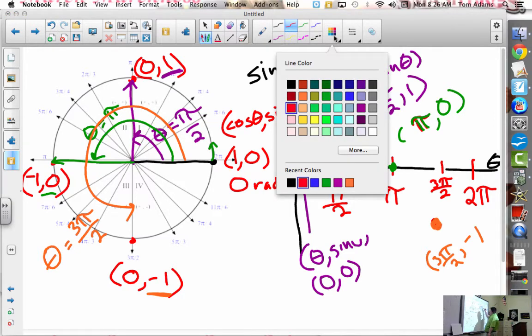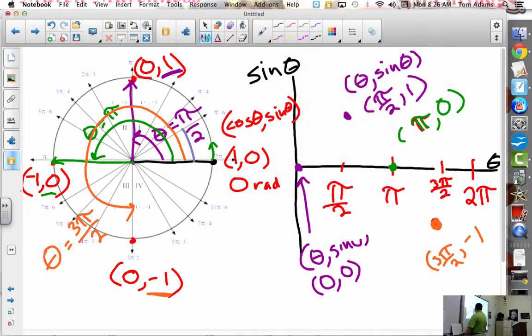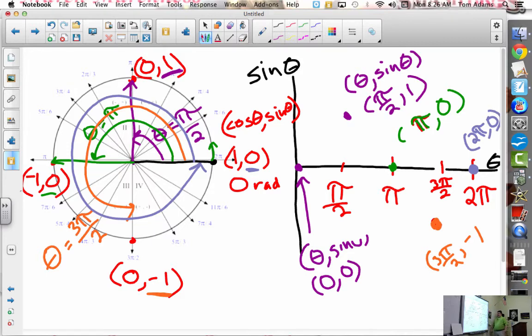Lastly, I gotta choose a different color, but one that you guys can see way in the back. If I start at 0 and I come all the way around and make a full revolution of 2 pi radians, then my corresponding y value is 0 again. So this would be 2 pi, comma, 0. And then from that point on, we're stuck on the circle. From that point on, the sine values just keep repeating themselves.